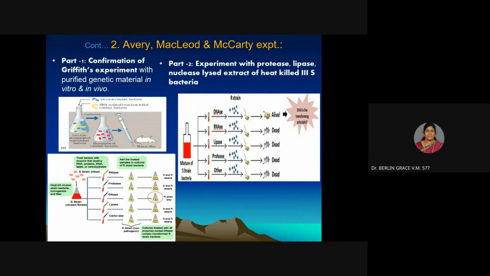In order to prove what is the makeup of that genetic material, in the Avery, McLeod, and McCarty experiment, they again repeated the same experiment as Griffith, but this time they isolated the DNA or genetic material alone from the dead 3S and injected it to the mouse. That time also it could convert the 2R into 3S and cause the pneumonia and kill the mouse. The same thing they treated with different enzymes which can destroy protein, lipid, carbohydrate, DNA, and even RNA.